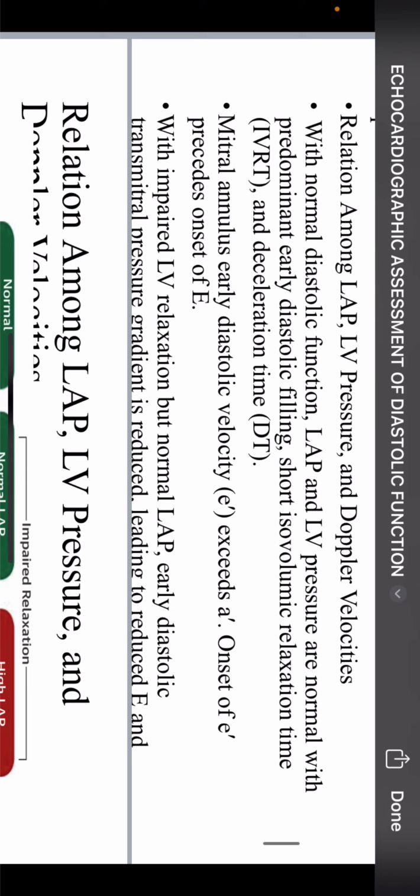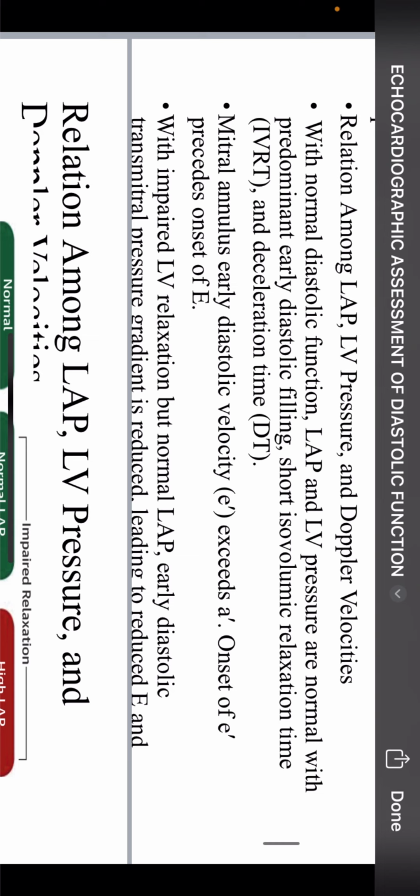One, big arrows for isobaric relaxation time, and then small black arrows pointing up, therefore deceleration time. It shouldn't be so fast. It shouldn't be so slow. So what is the normal range?